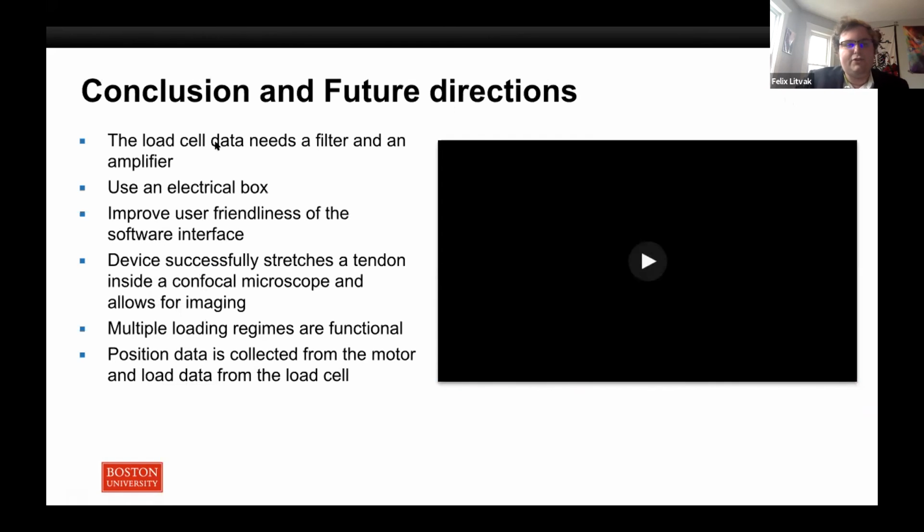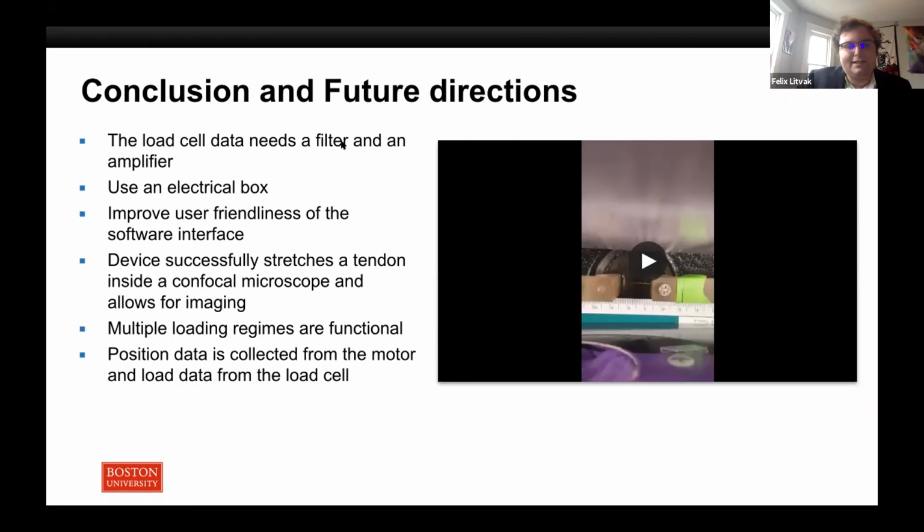So, conclusion and future directions. The load cell data still needs a filter and an amplifier. Unfortunately, the load cell came very late. So we're able to read the signal and record it in Excel, but we need a filter because it's very noisy. And we need an amplifier because the signal is very small. So our data acquisition system, our DAC, is not able to read it properly without an amplifier.